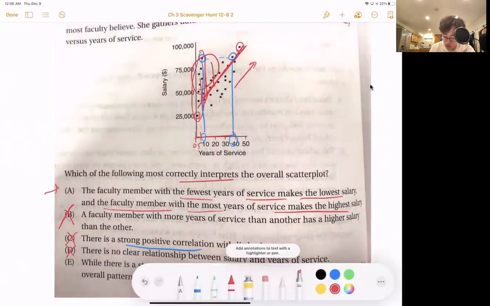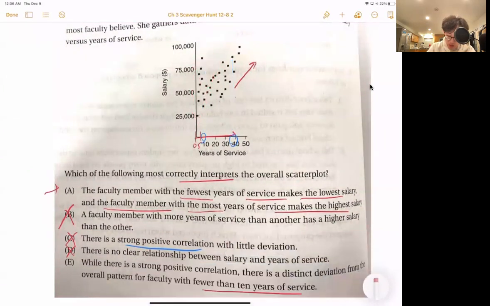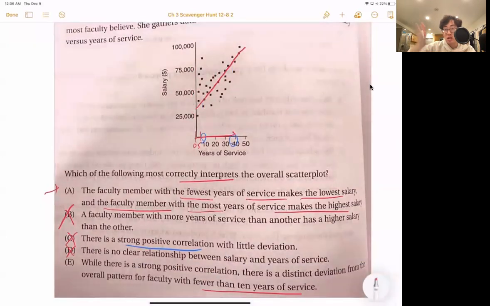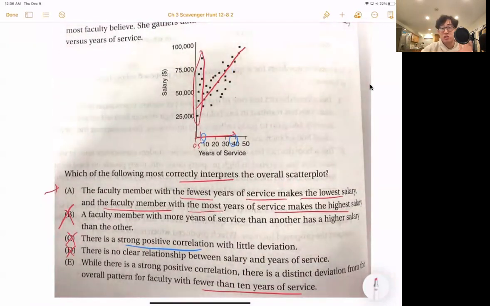So let's take a look at what E is talking about, and that goes along with what I said before. If there's a linear trend like that, and that could be the best line of fit, in the very beginning we see so many different levels of salary for the beginners that it just doesn't follow the linear trend so well. So you want to point this portion out.